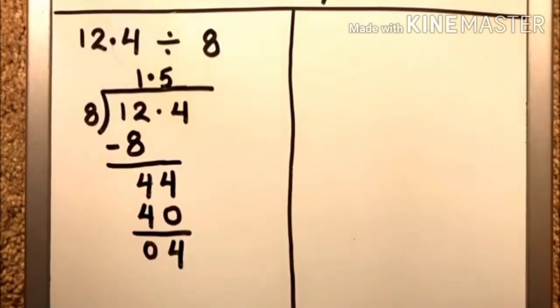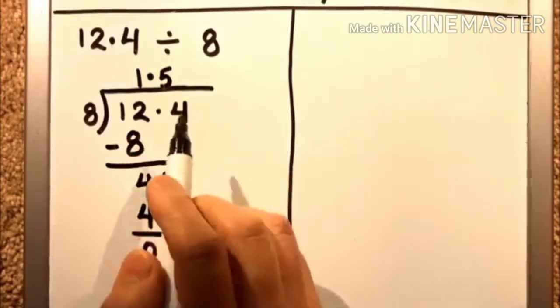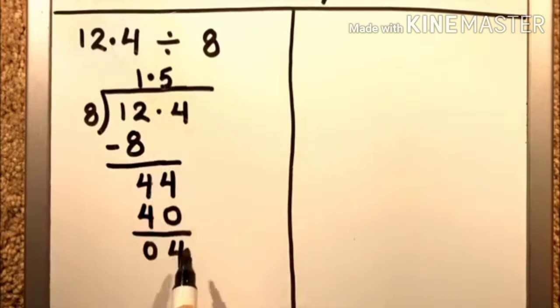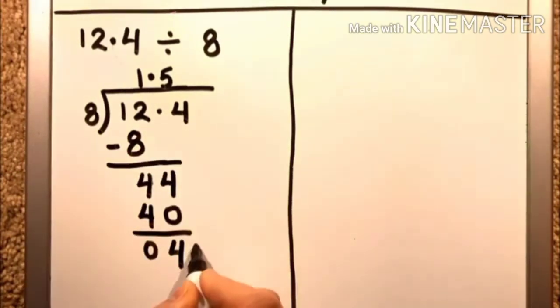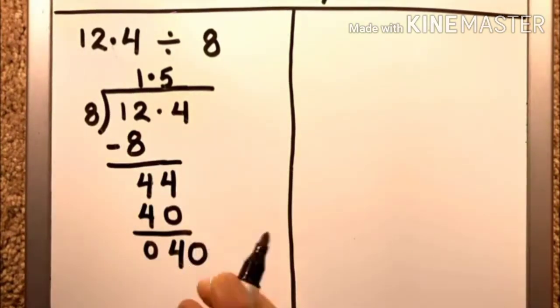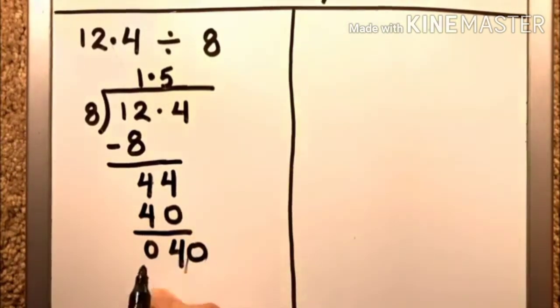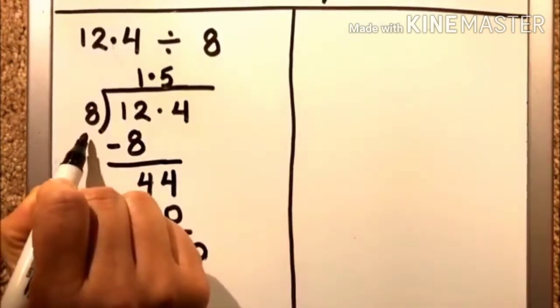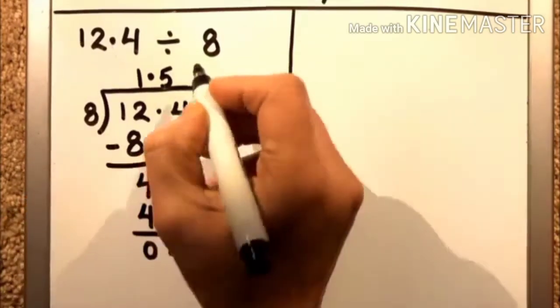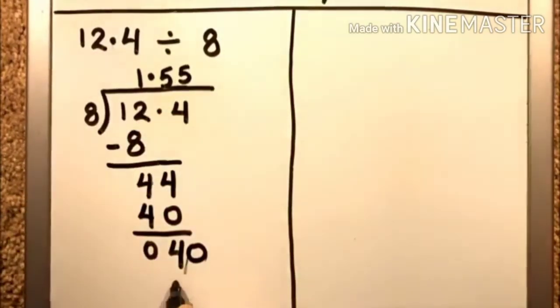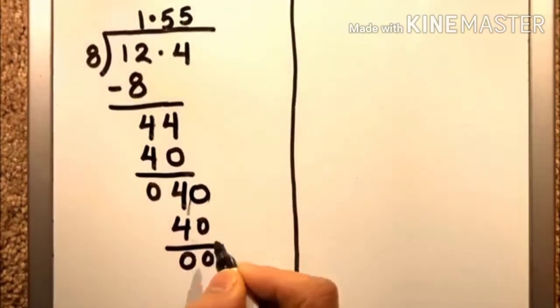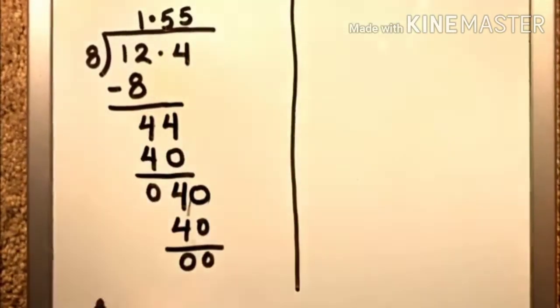If there is a remainder, we write a 0 to continue the division. Because we have already put the decimal point, we can write the 0 in decimal division, not in normal division. In normal division we can't put the 0; we need to put a decimal point for that. So here we are doing decimal division, so we'll put the 0 here, and then count the table of 8: 8 times 5 is 40. So this will be 40, and the remainder is 0. So our quotient is 1.55.